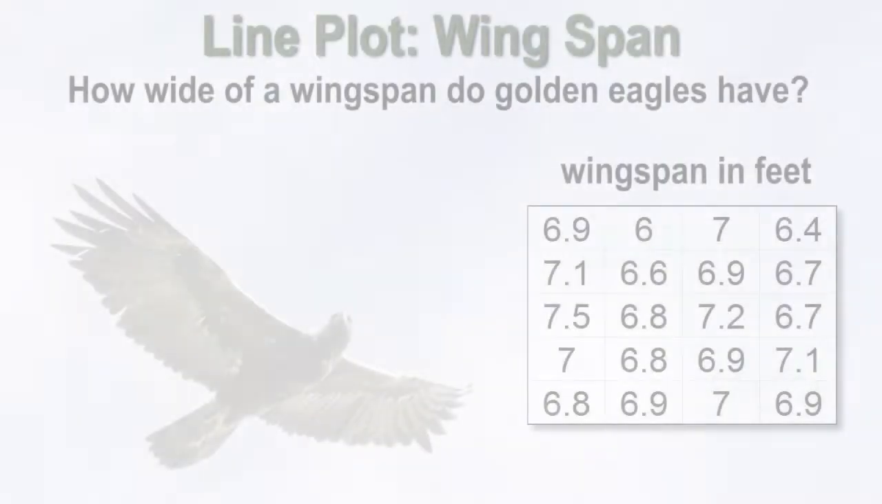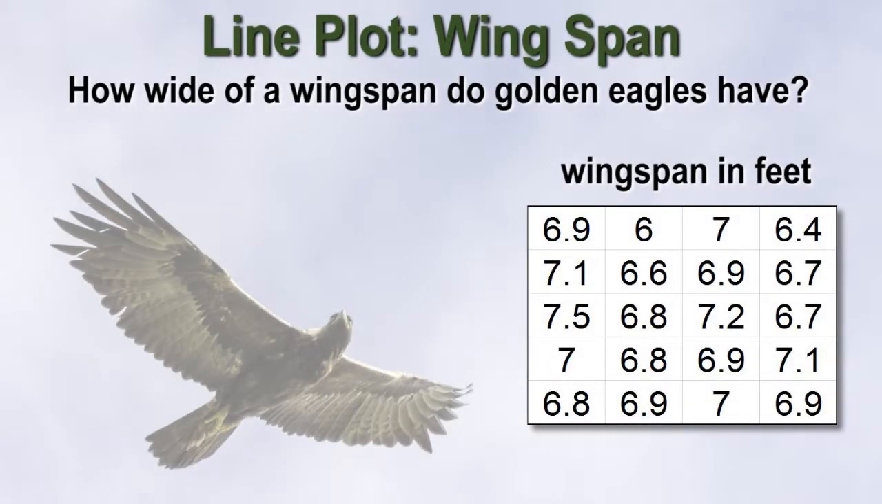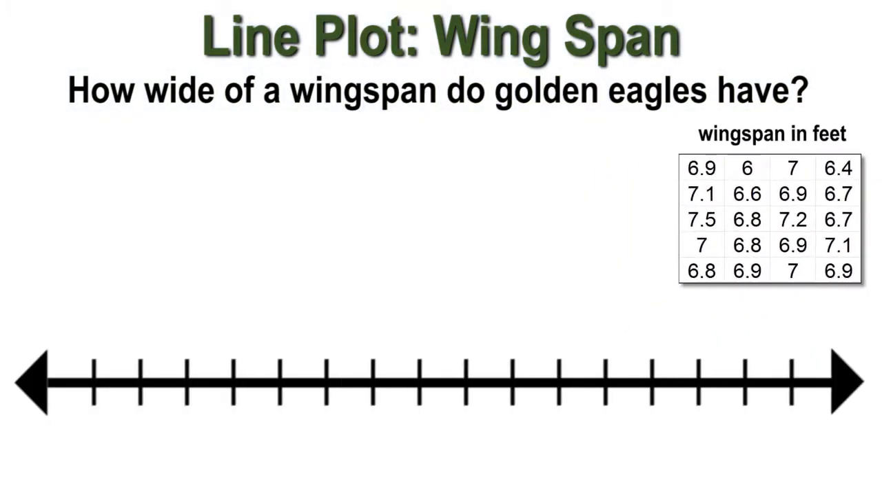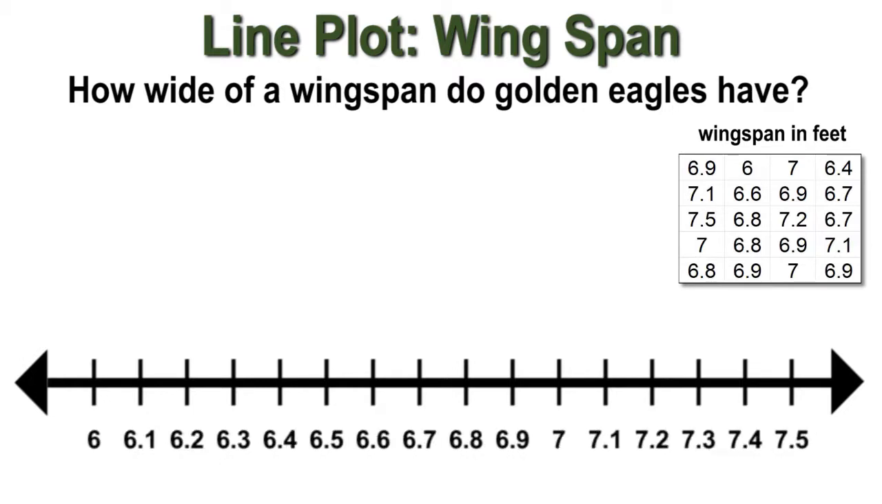Now let's create a dot plot using the following data set. Our statistical question is, how wide of a wingspan do golden eagles have? We have gathered the following set of data about the wingspan of golden eagles. As we examine the data, we can see that our lowest value is 6 feet and our highest value is 7 and 5/10 feet. Since the data points are written in tenths, we will need to number our number line by tenths, beginning with 6 and ending with 7 and 5/10. We will label the number line feet, since that is the measurement used in the data.